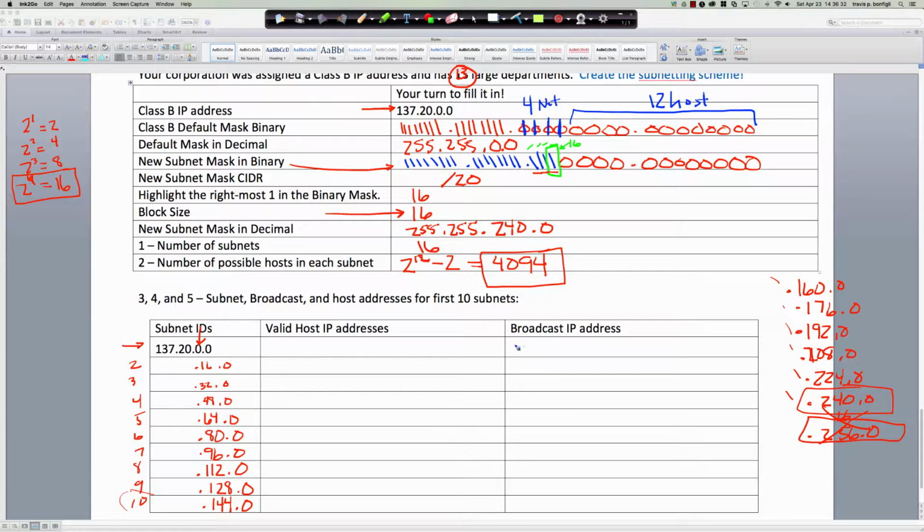The broadcast address is going to be 137.20.15.255, right? Because the next bump is going to be 16.0, which would be our next subnet ID. So then for .16.0, it's going to be 137.20.31.255. You see how it's just one less than the subnet ID. So then we've got 137.20.63.255. In fact, you may notice a pattern developing here.